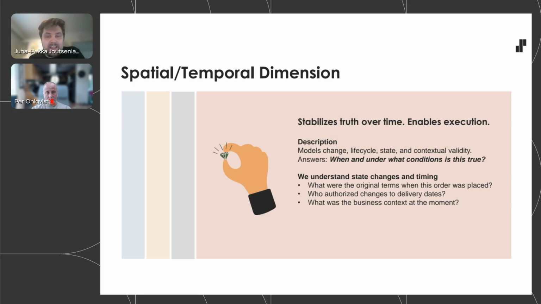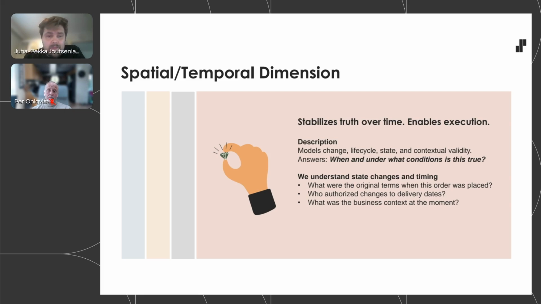So this spatial and temporal semantics tells you when something is true, how it evolves over time, what the conditions were, what the context was at the time of the event. So it's the time dimension we also need to understand. What were, for example, the original terms at the time when the order was placed? How have they changed over time? If there was some change in the delivery, for example the delivery dates, why did that occur? Who authorized those changes? And what was the business context at that moment?